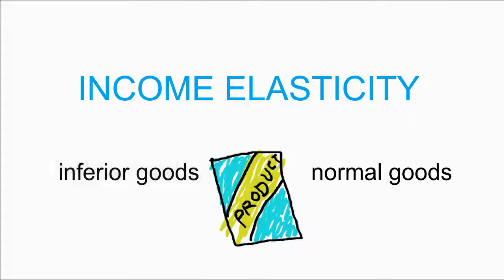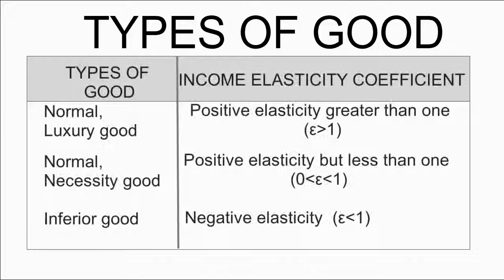Income elasticity measures whether the product is inferior or normal. A good is considered a normal good if its elasticity is positive, which means that if income increases, more goods and services will be demanded.